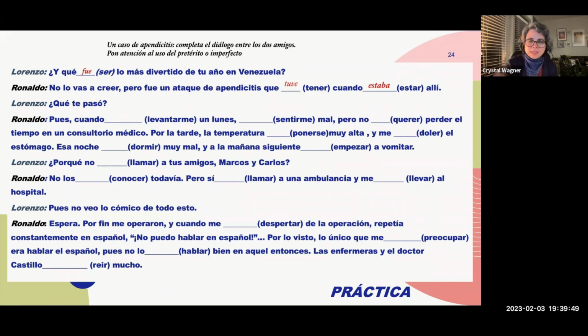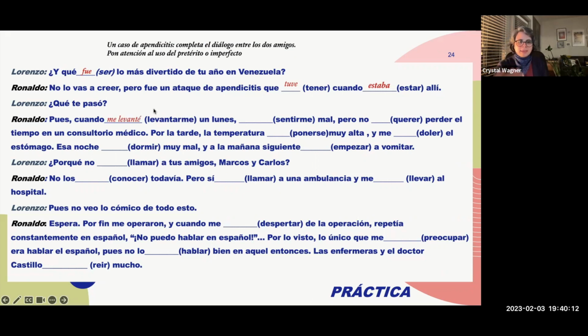So therefore, it will be in the imperfect. Cuando estaba allí. Lorenzo asks, ¿qué te pasó? What happened? Once more, pretérito, right? Happened. Ronaldo dice, pues cuando, this is a reflexive, right? Construction. Levantar is the infinitive and me is attached, right?